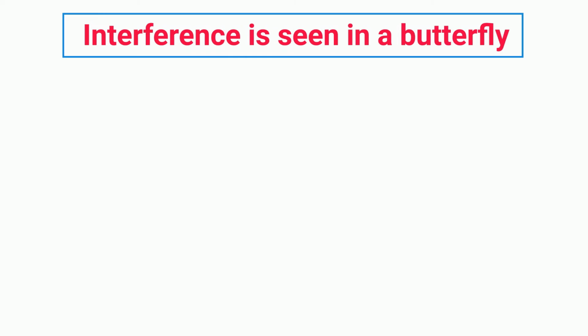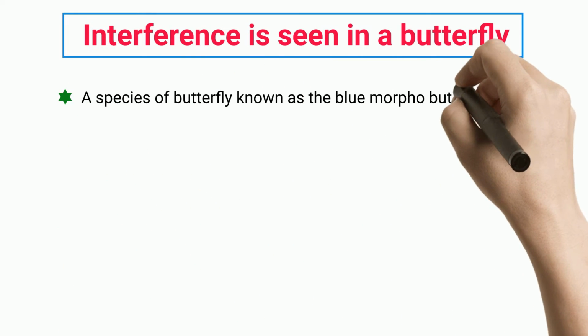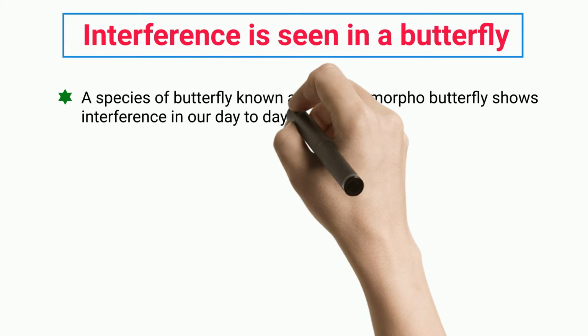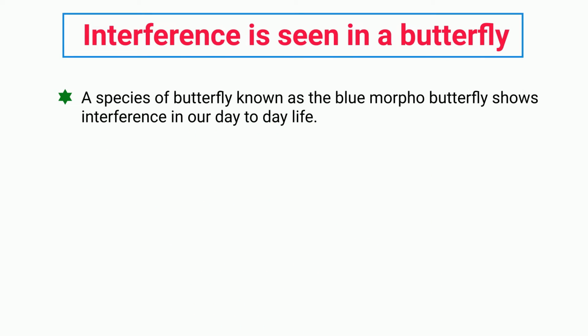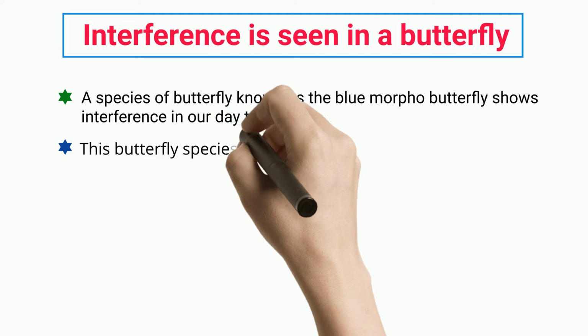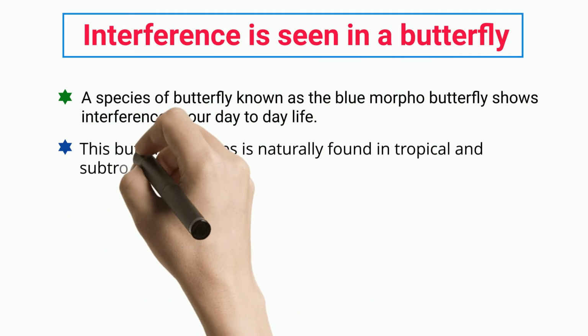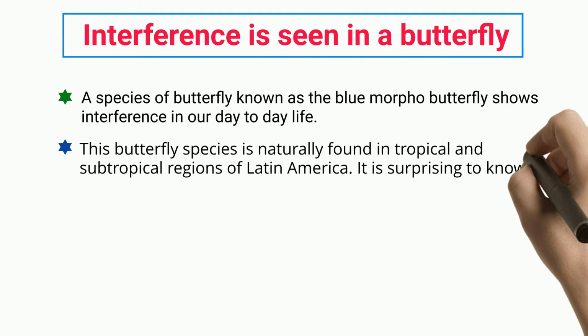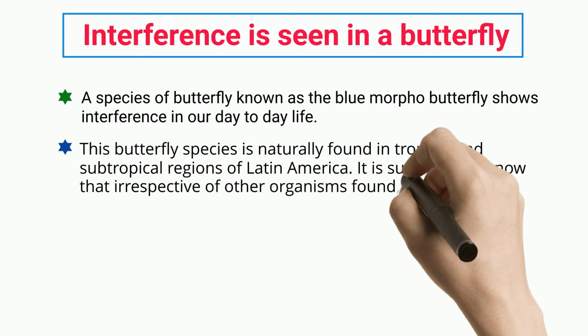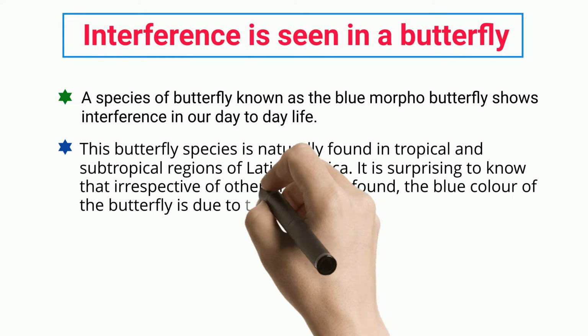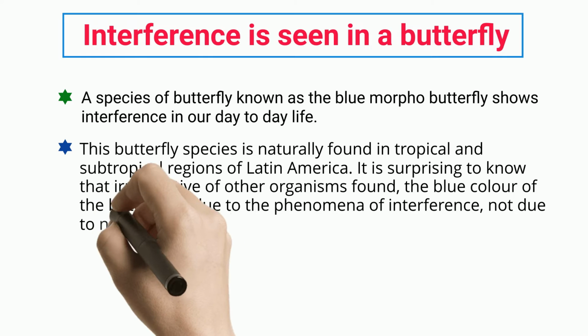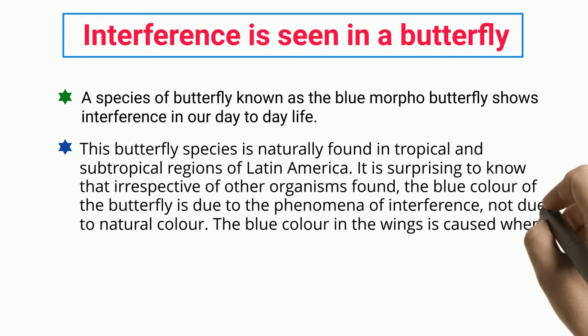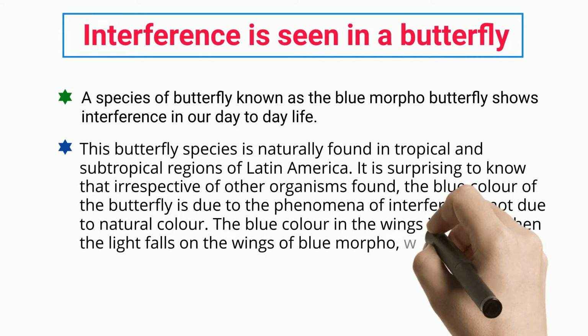Interference is seen in a butterfly. A species of butterfly known as the blue morpho butterfly shows interference in our day-to-day life. This butterfly species is naturally found in tropical and subtropical regions of Latin America. It is surprising to know that irrespective of other organisms found, the blue color of the butterfly is due to the phenomena of interference, not due to natural color.